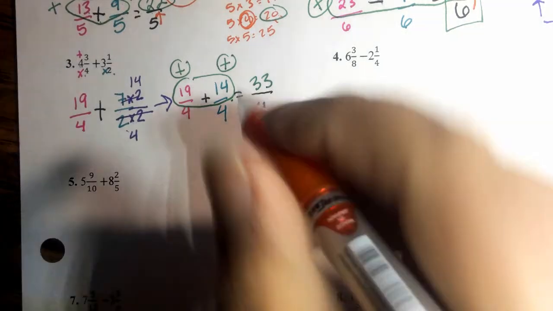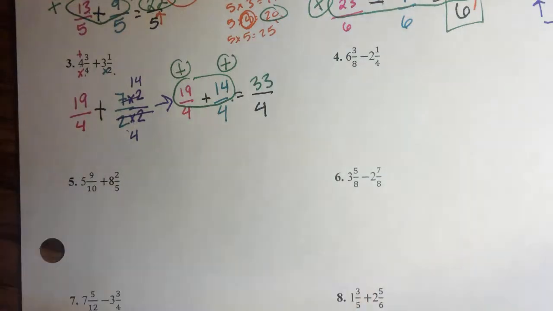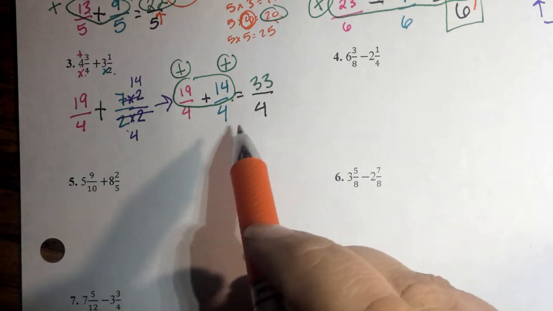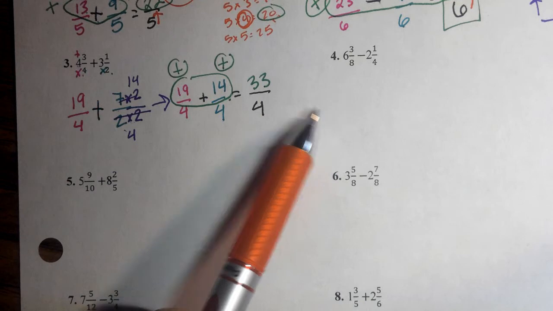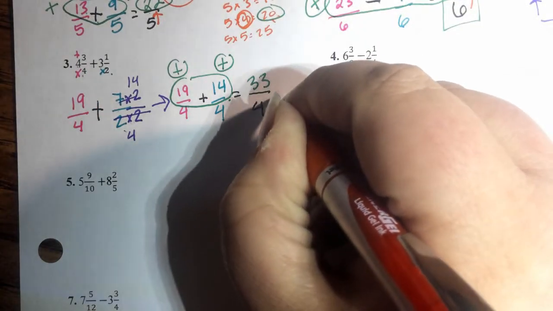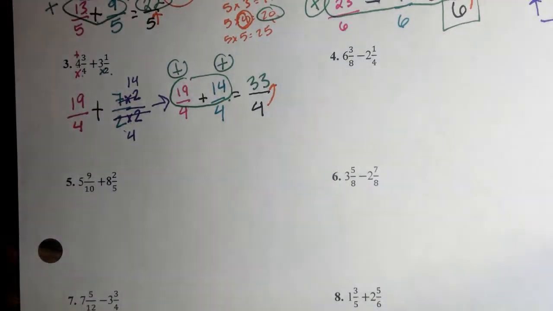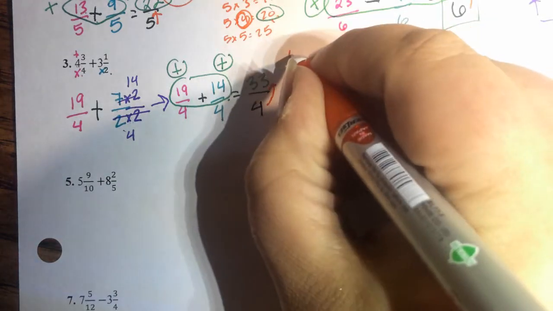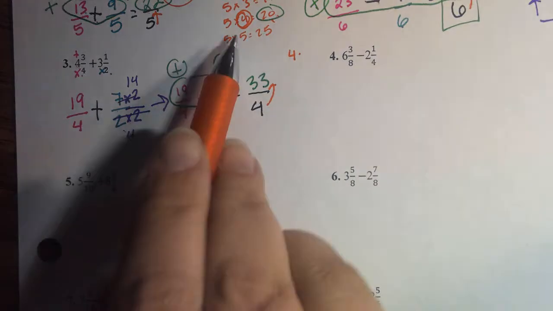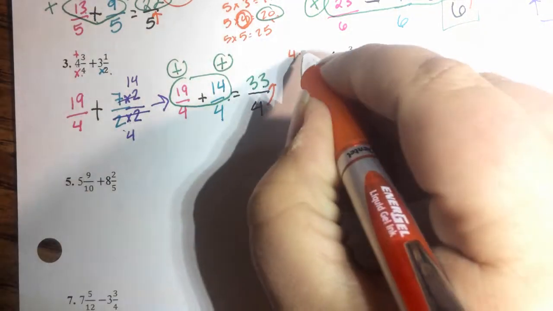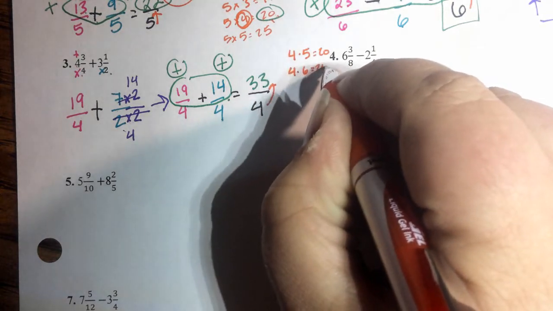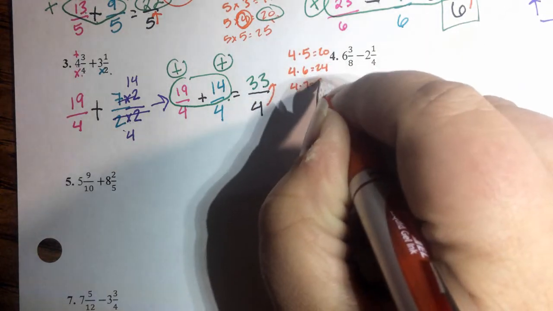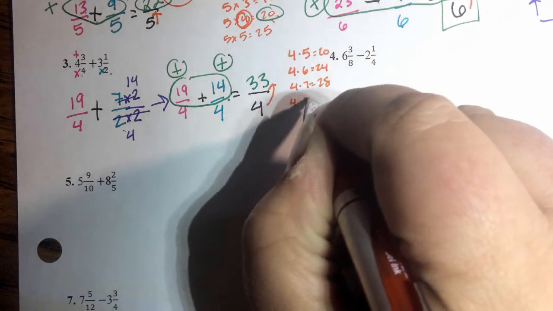From there, we have an improper fraction, but we were given mixed numbers. So we want to make this back to a mixed number. I'm asking myself, how many times does 4 go into 33? So I have to know my multiples of 4 for this. I know that 4 times 5 from earlier in this paper we said was 20. Okay, so then 4 times 6 is 24. 4 times 7 is 28. 4 times 8 is 32, and that's really close.